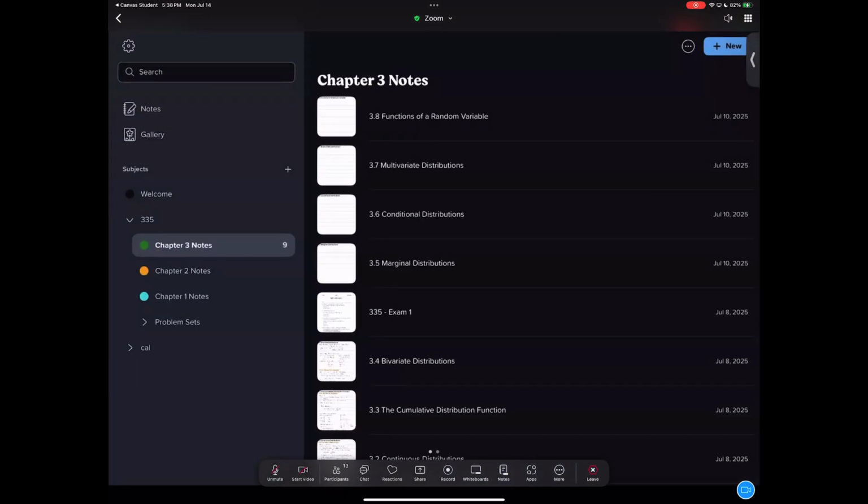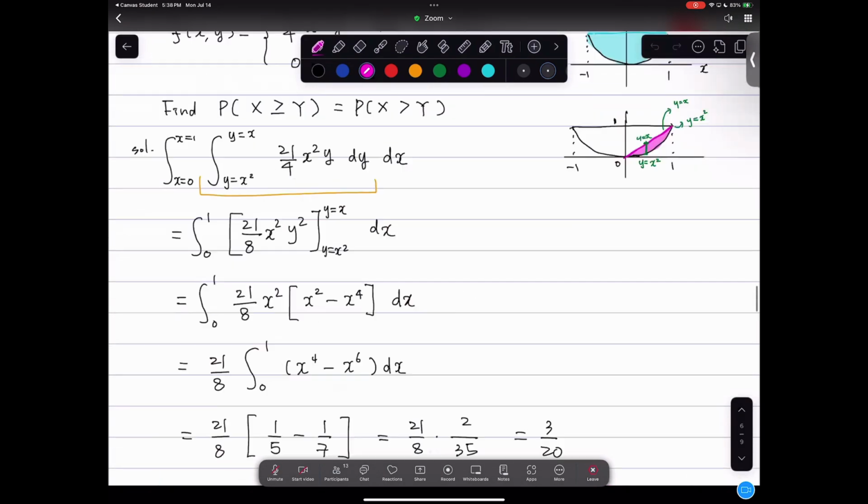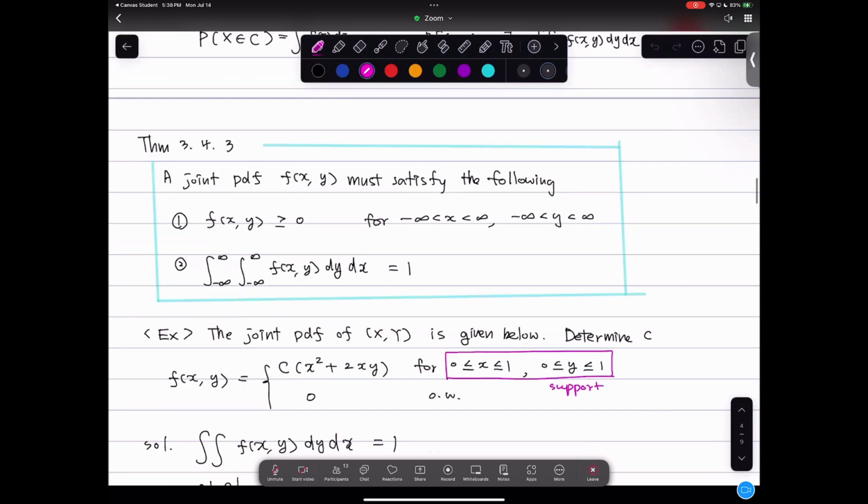Any other particular question before I go and continue? I have to go to 3.4. All right, so let's then move on. Okay, let's see where we are. I think 3.4. Okay, got this. So let me go back to the beginning of 3.4.